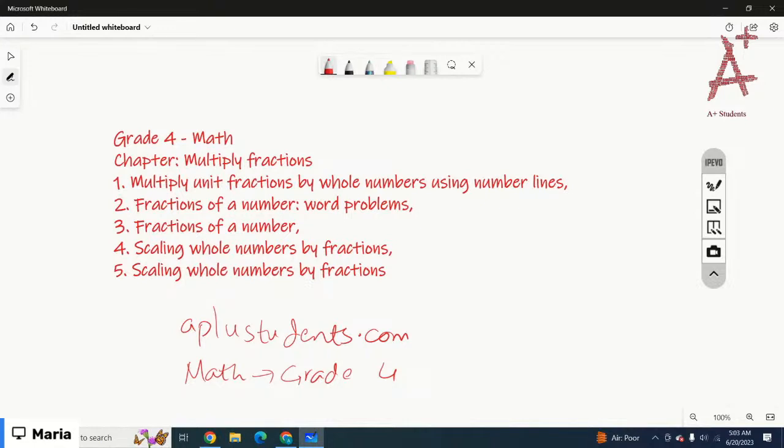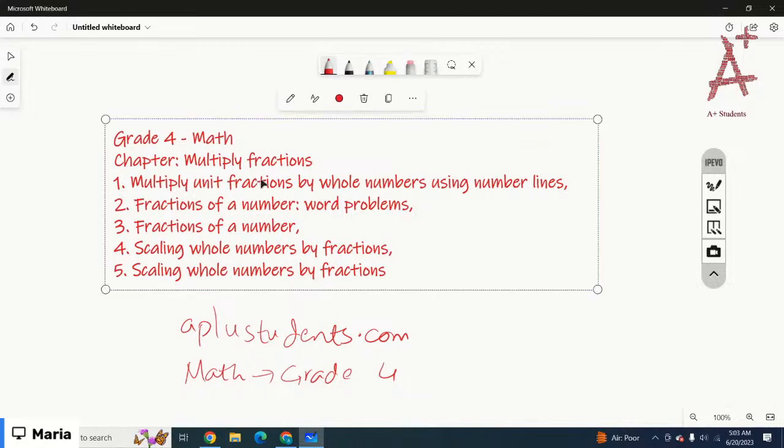We're going to start with the chapter multiply fractions, and the lessons we're going to cover today are multiply unit fractions by whole numbers using number lines, fractions of a number word problems, fractions of a number, and scaling whole numbers by fractions. So let's just start with the first lesson.